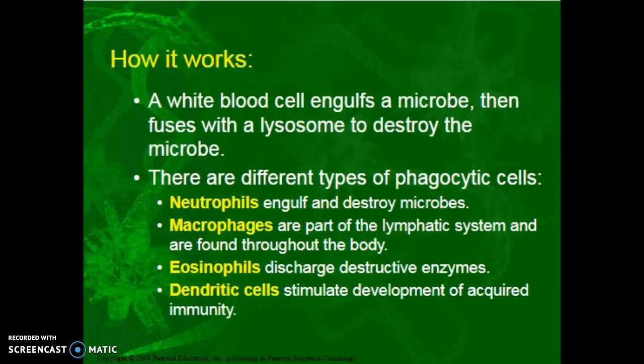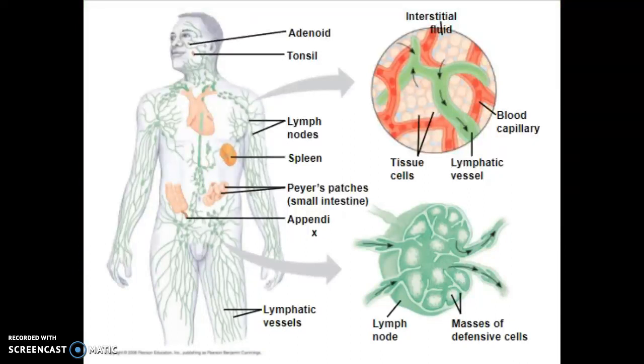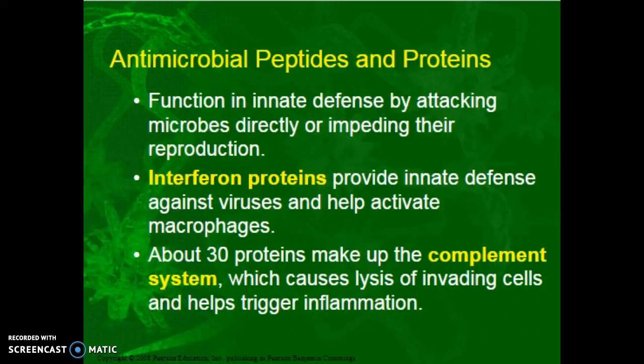Macrophages are part of the lymph system, this lymphatic system. We'll talk a lot about macrophages eventually. Eosinophils. Again, more information coming. Dendritic cells, that should sound like dendrites. So they're going to stimulate development of acquired immunity. We'll talk more about that later as well. Sorry, I went through that too quickly, just showing the systems there, where those cells can be found.